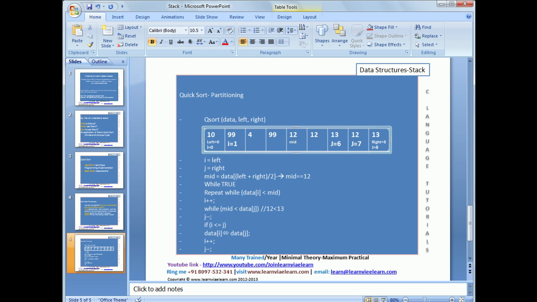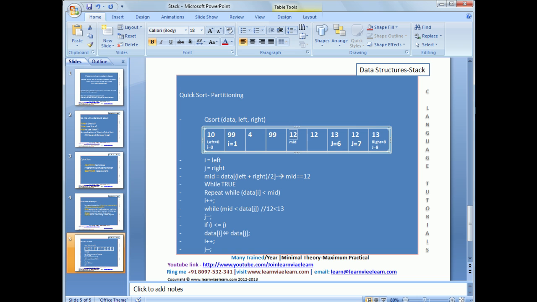Let me repeat it again very quickly. Let's say we have an array of 8 elements from 0 to 8. Initially I am taking a pivot element, which in my case is 12. How did I get this pivot element? I have just added the left and right limit and divided by 2 so that I can get the mid of the array. In my case the value of the mid element is 12, and now I am comparing this pivot element with my left part.